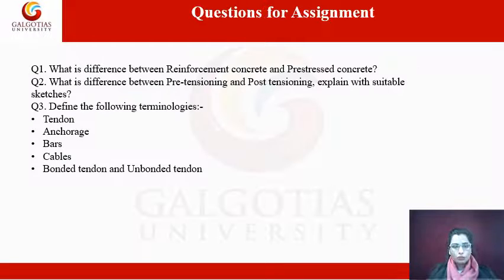On this slide we have some questions for the assignment. The first one is: what is the difference between reinforced concrete and pre-stressed concrete? The second: what is the difference between pre-tensioning and post-tensioning? Explain with suitable sketches. And the third question is that you have to define the following terminologies: tendon, anchorage, bar, cables, bonded tendon and unbonded tendon. So you have to solve all these.